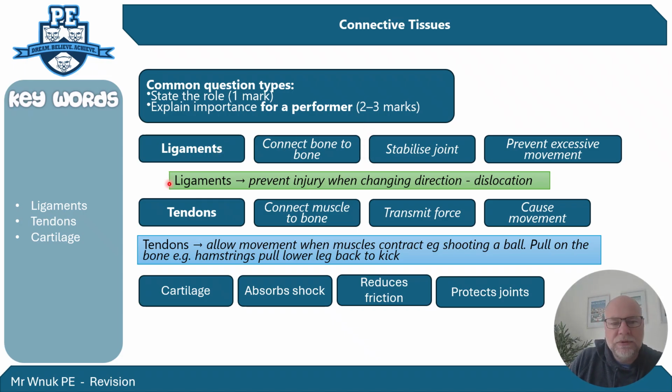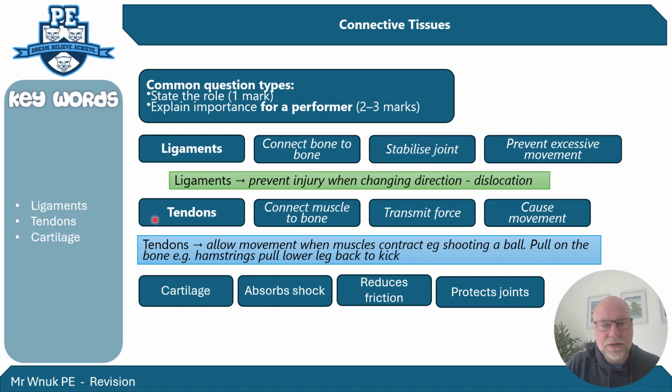So you would say something along the lines of them being important to prevent injuries when changing direction, such as a dislocation. Now, if it's explaining the importance in the sports performing situation, you need to link it into the sport performance you're going to be talking about. So a rugby player doing a sidestep, the ligaments are there to stabilize the joint, preventing the injury while they're doing a sidestep and changing direction, and thus not dislocating their joints.